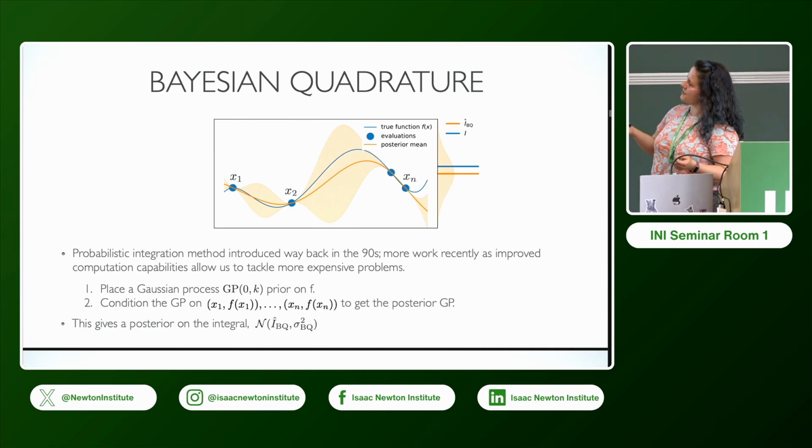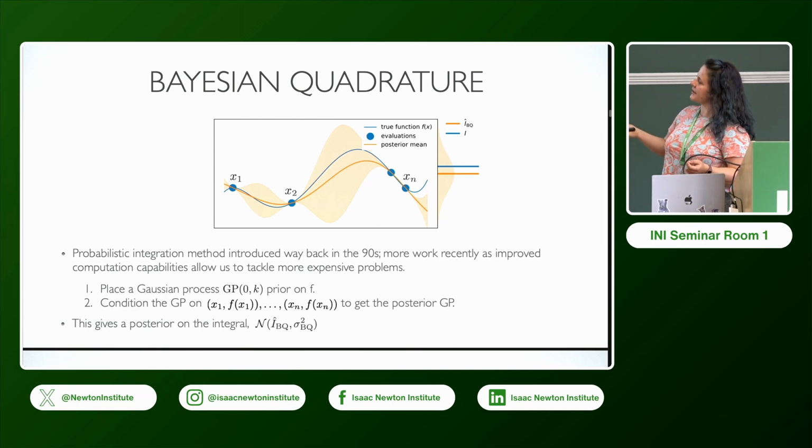Since an integral of a Gaussian process is normally distributed, this immediately gives a posterior on the integral that is normally distributed with mean, which is the BQ estimate of the integral, and some variance. This is a visualization of what that might look like. If I is the true value of the integral, then this might be the integral over this red line, and with the variance, that is the integral of this sausage in here.